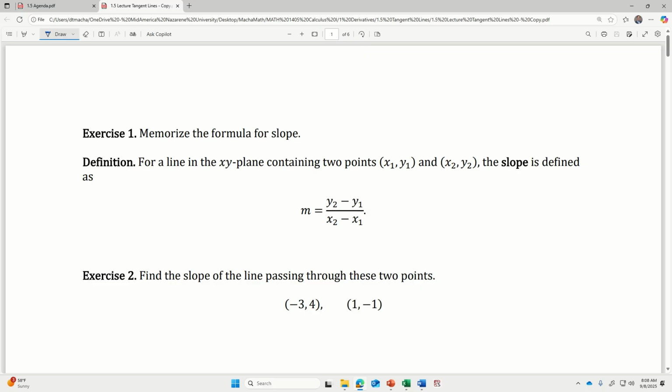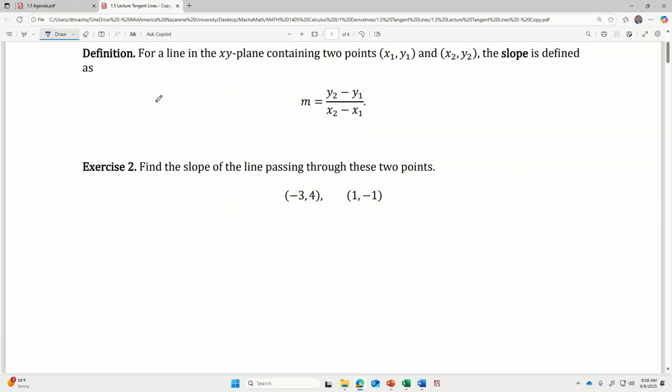So you might have a question on your test. You definitely have a question on your homework that says, exercise 2, find the slope of the line passing through these 2 points. This is just applying the formula. You can label this point 1 and this point 2, or you can label this one point 2 and this one point 1. It does not matter how you label the points. You will get the right answer either way. But let's go ahead and label this one x1, y1 and this one x2, y2.